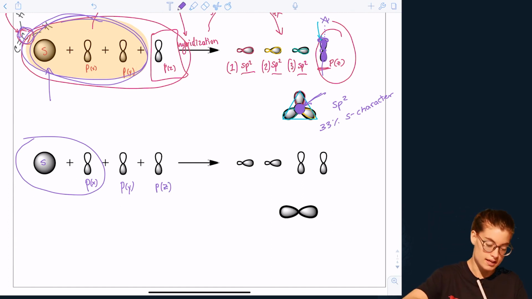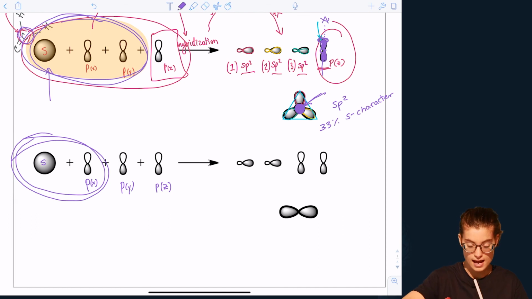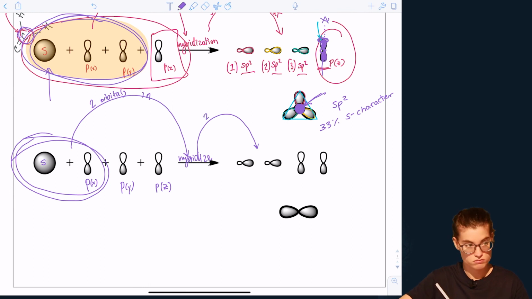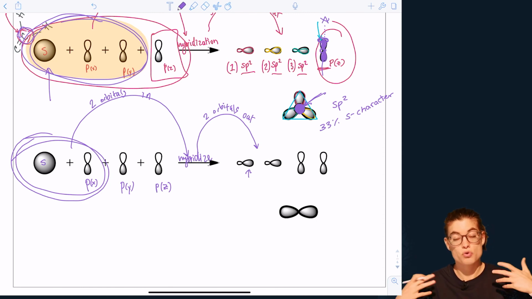So if I take the s orbital and the px orbital and I hybridize them, right, that means I put 2 orbitals in, which means how many orbitals am I going to get out? 2, exactly. 2 orbitals out. Right, so 2 hybrid orbitals out. And, you know, again, we're going to use the same naming scheme, which is we will name these after the orbitals that we use to hybridize and create them.